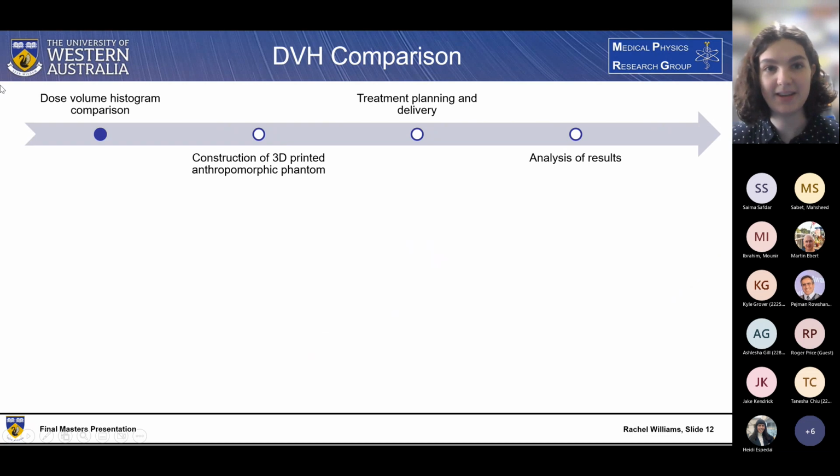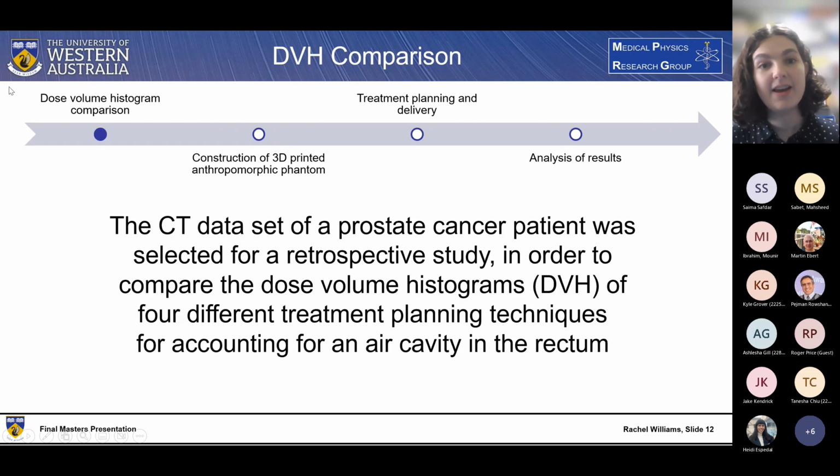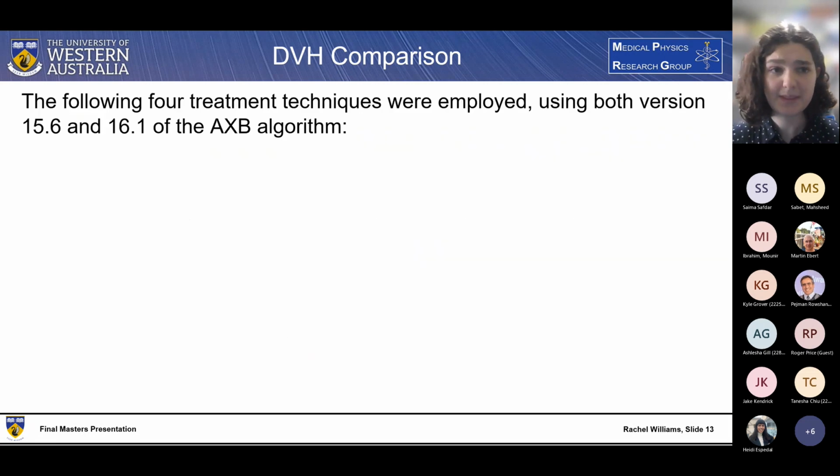So starting with the DVH comparison, the CT dataset of a prostate cancer patient previously at St Charles Gardner Hospital was selected for a retrospective study in order to compare the dose volume histograms of 4 different treatment planning techniques for accounting for an air cavity in the rectum.